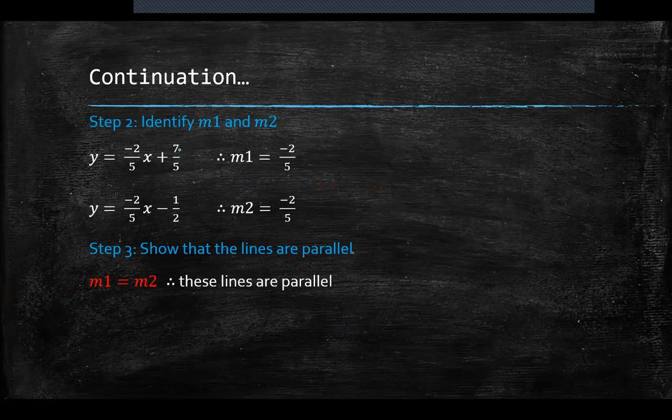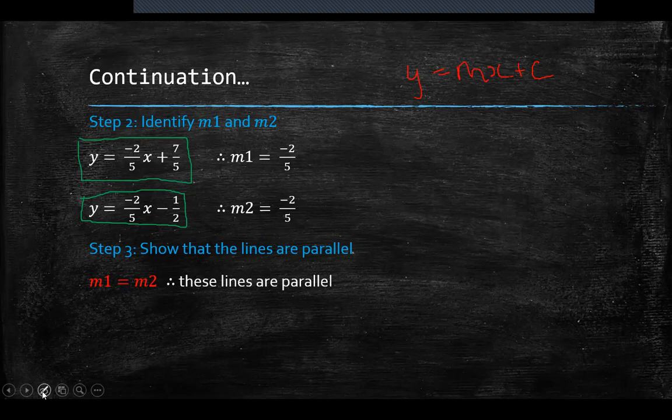Okay, the next step, what you want to do is identify M1 and M2. So these are the two equations we came up with in the form y is equal to mx plus c. I'm going to keep writing it here to make sure you remember y is equal to mx plus c. Let me write these underneath.